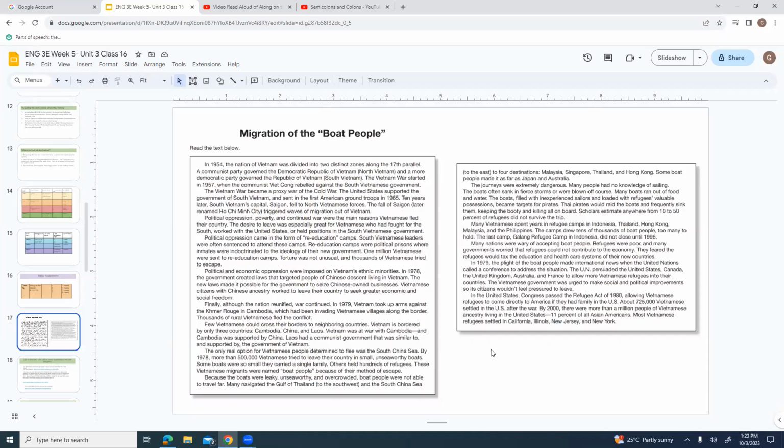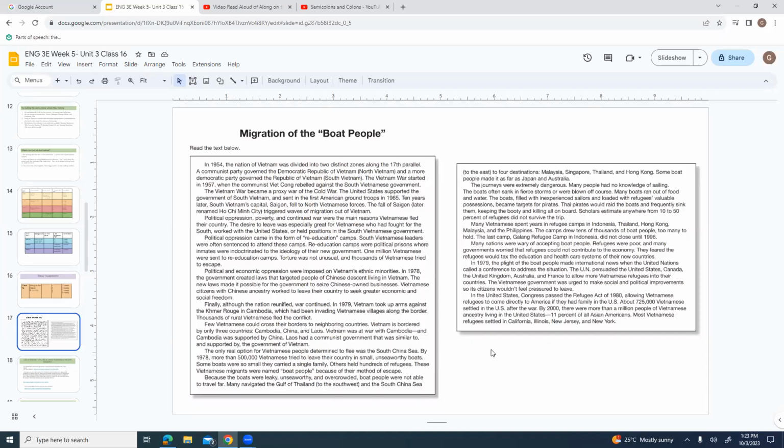Vietnam is bordered by only 3 countries: Cambodia, China, and Laos. The problem is Vietnam was at war with Cambodia. Cambodia was supported by China, and Laos had a communist government as well, and it was supported by the new government of Vietnam. So the only real way for the Vietnamese people who wanted to escape was to flee by the sea. By 1978, more than 500,000 Vietnamese had tried to leave their country in small, unseaworthy boats.